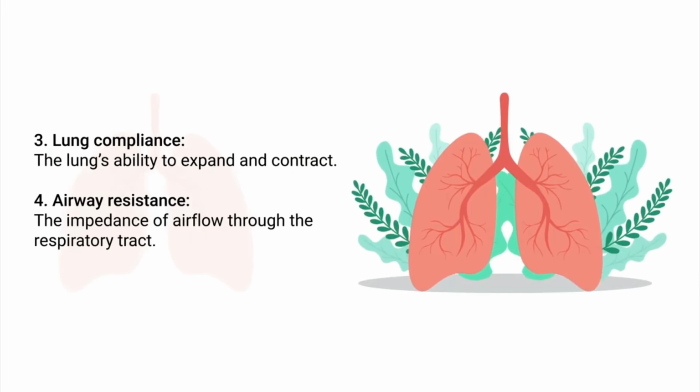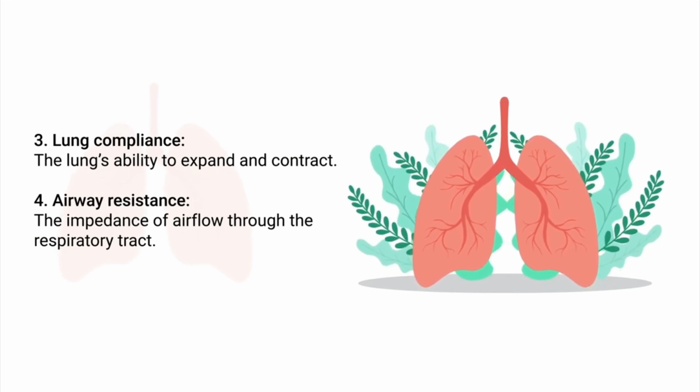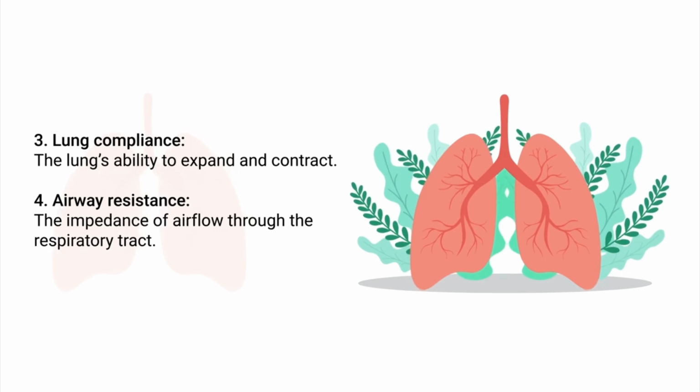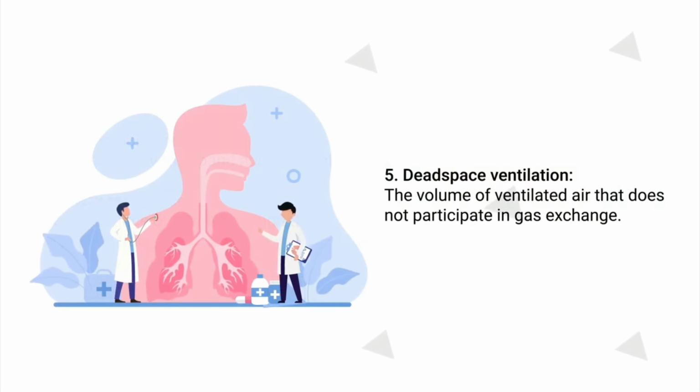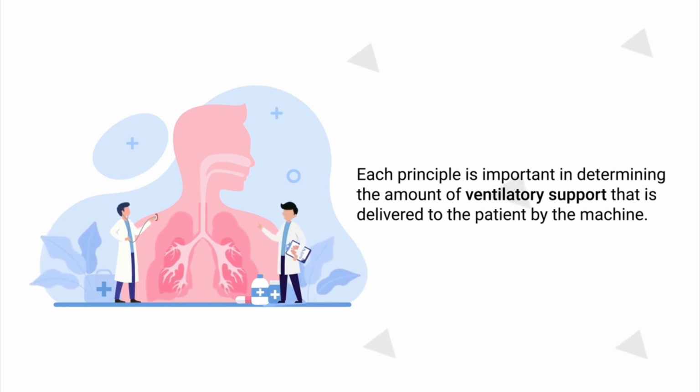Lung compliance, which is the lung's ability to expand and contract. Airway resistance, which is the impedance of airflow through the respiratory tract. Dead space ventilation, which is the volume of ventilated air that does not participate in gas exchange. And respiratory failure, which is the inability of the lungs to oxygenate the blood or remove carbon dioxide from the body. Each principle is important in determining the amount of ventilatory support that is delivered to the patient by the machine.